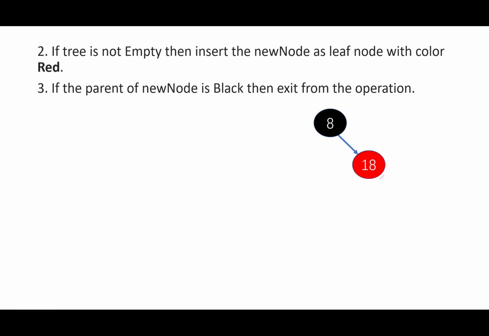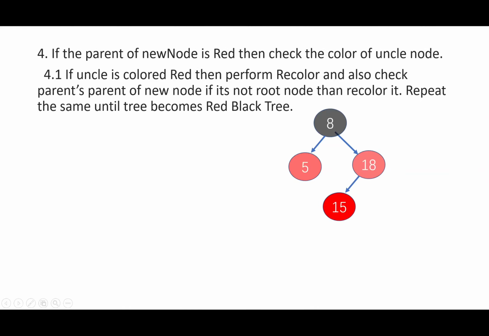We insert this number, and its parent is black, so okay, we return. We insert this number and the parent is black, so we do nothing. But if we insert this number, its parent is red. For this case, we must do adjustment.